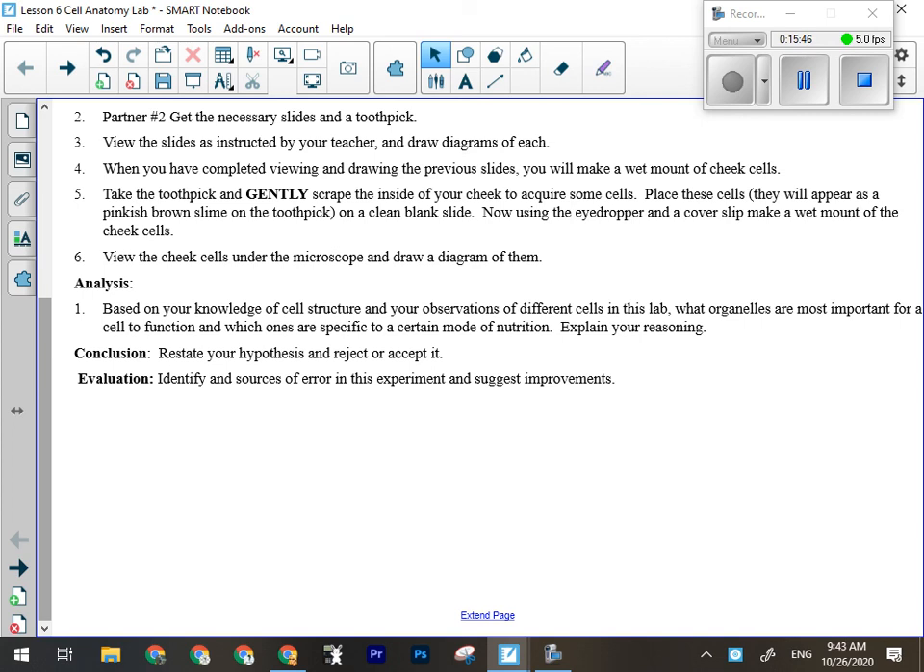The second part, which ones were specific to a certain mode of nutrition. Well, in the plant cell, we saw these things. They weren't present in either of the two animal cells. They carry this out. That's photoautotrophs. Talk about that. Same with the animal cell. Explain your reasoning. I'm looking for probably 4 or 5 sentences worth of explanation here. It's only one analysis question, but I'm looking for you to tell me what you know about cells, basic functions, and what organelles are responsible for.